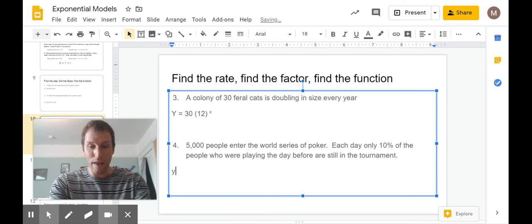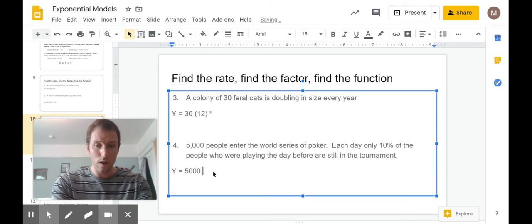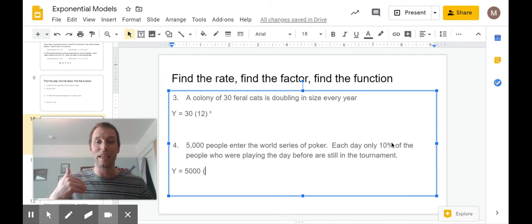Here we got our 5,000 people in the World Series of Poker. Now, it doesn't say 10% get kicked out every day. It says each day only 10% are left. Day 1, 5,000. Day 2, 500. Day 3, 50. Day 4, 5. Each day we only have 10% left from the previous day.